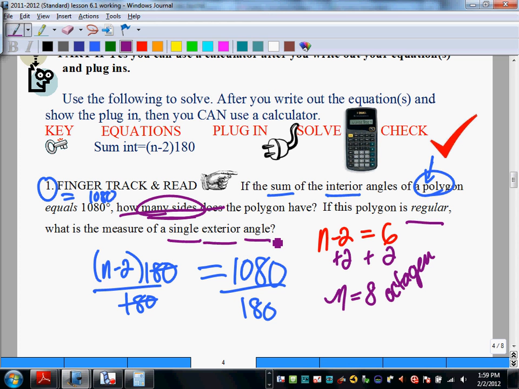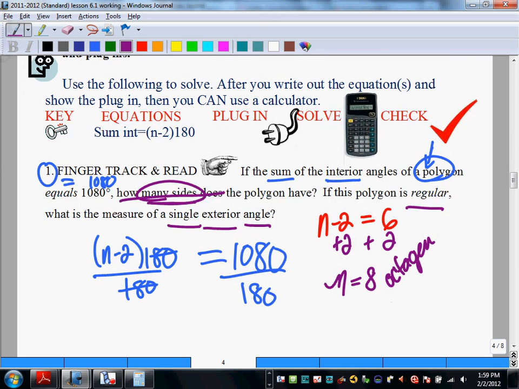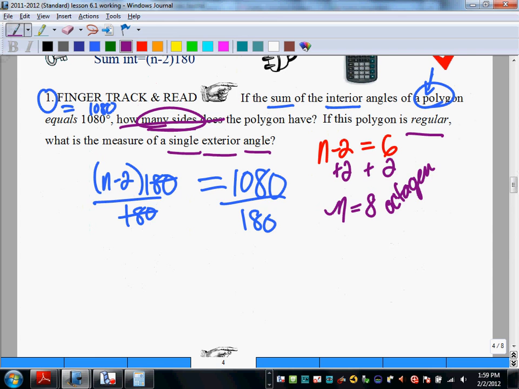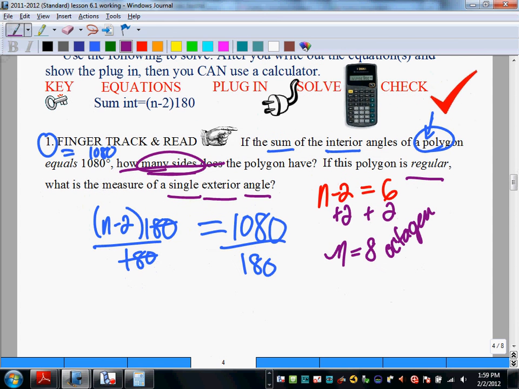So look at these equations up here. How could we find a single exterior angle, Nina? A single exterior angle. Right. We do sum of the exterior angles over sides. And this is going to be 360 divided by 8.